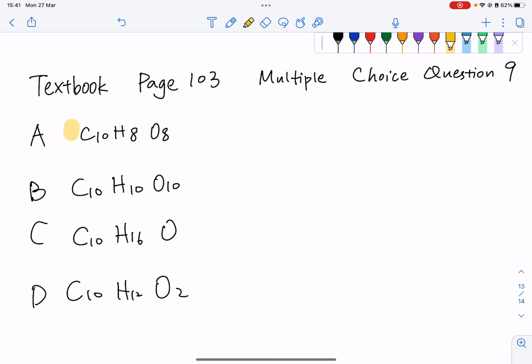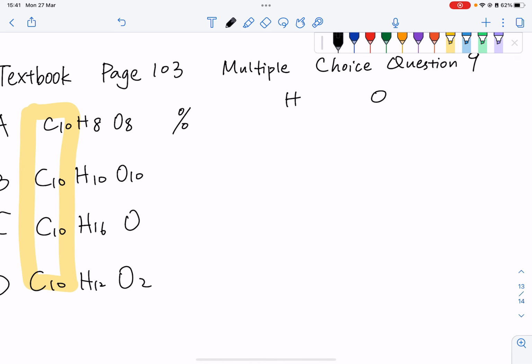So if we take a look here, the carbon is all C10, right? Oh, the color is a little bit messed up, but never mind. So then we just write it as H and oxygen here. So for A, the percentage, let's write the molar mass first. The molar mass of H should be 1.0, right? The molar mass for oxygen should be 16.0.